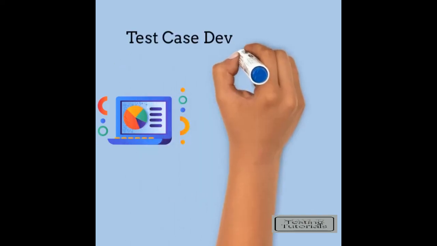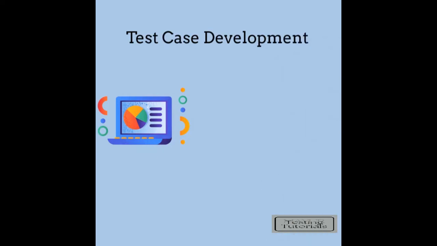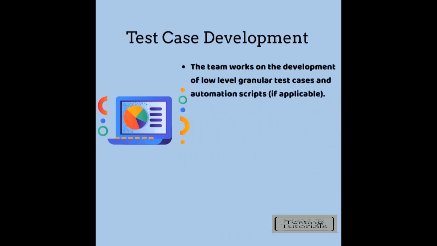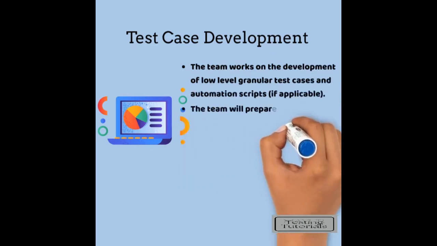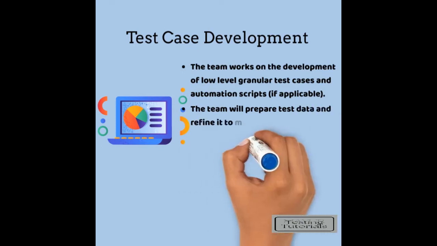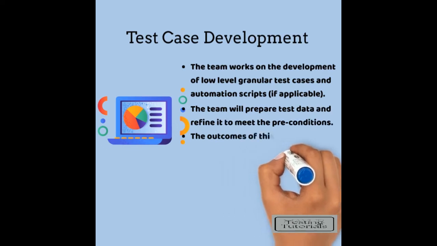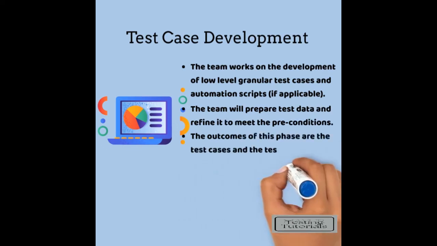The next phase is the test case development phase. During this phase, the team works on the development of low-level granular test cases and automation scripts if applicable. The team will also prepare test data and refine it to meet the preconditions. The outcomes of this phase are the test cases and the test data for execution.